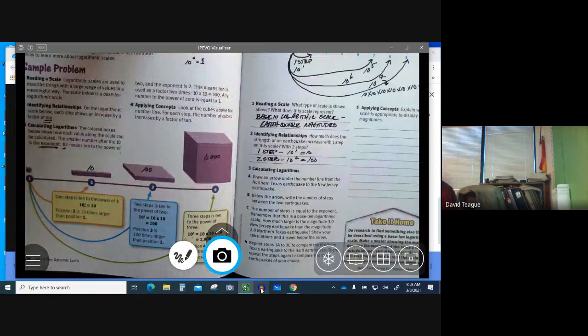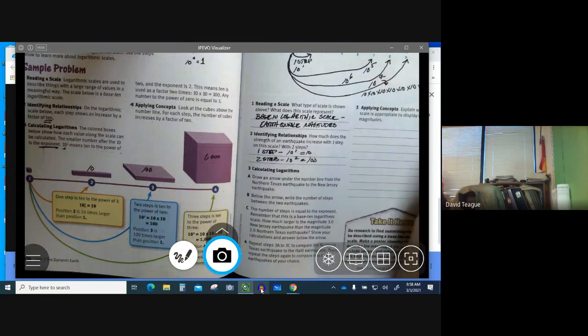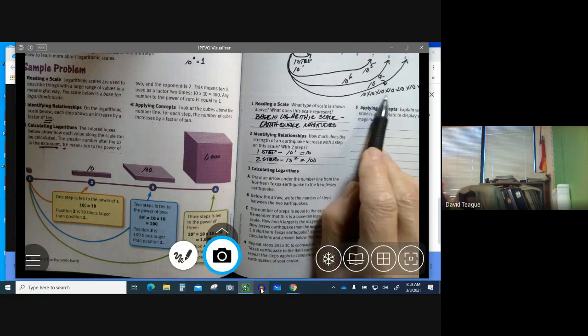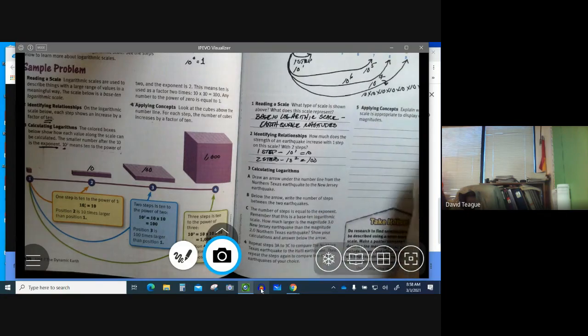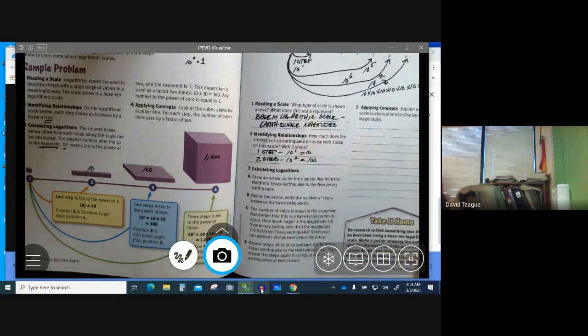Pretty big number. But you could just add zeros, right? So you could put a 10 and then you can just add zeros. 1, 2, 3, 4, 5, 6, 7. So that's 100 million times difference from North Texas to here. That's 100 million. That's a big difference.